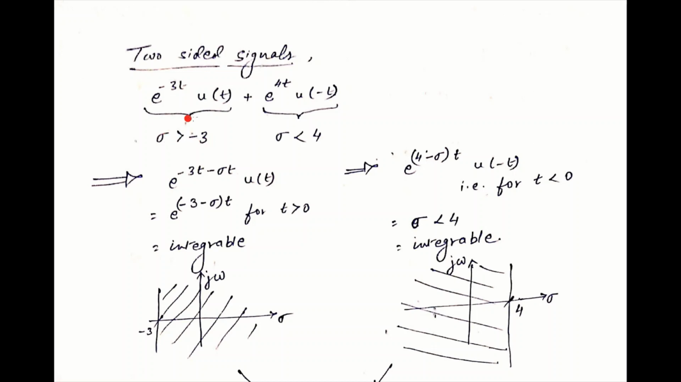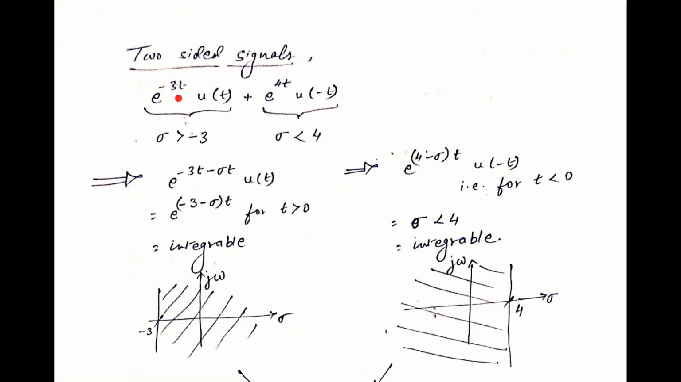So for convergence, the region of convergence should be towards the right side for a right-sided signal. So sigma should be greater than minus 3 for this function. And this is a left-sided signal, so sigma should be less than 4. This 4 is the boundary value of sigma. So sigma should be less than 4, so that the region of convergence is towards the left side of the S plane. I have explained this in detail.